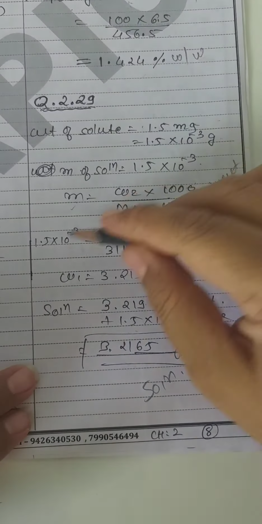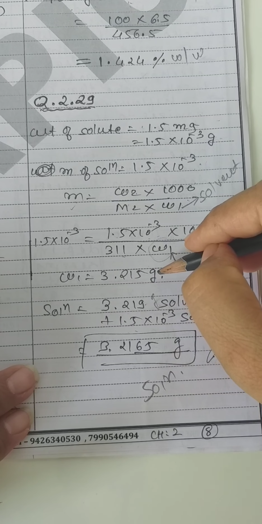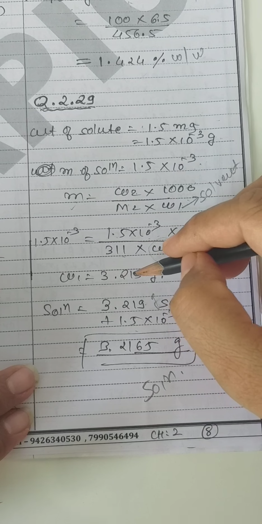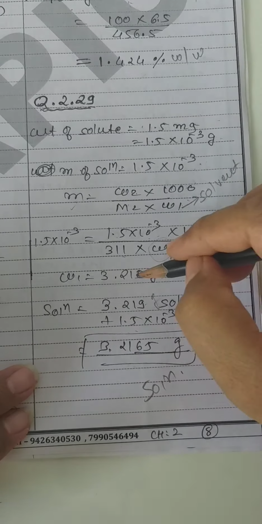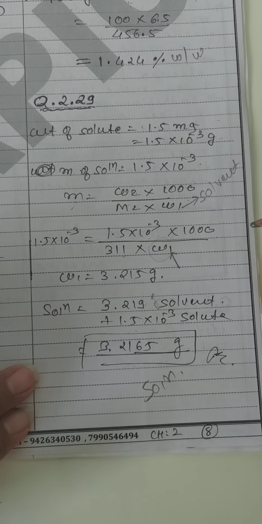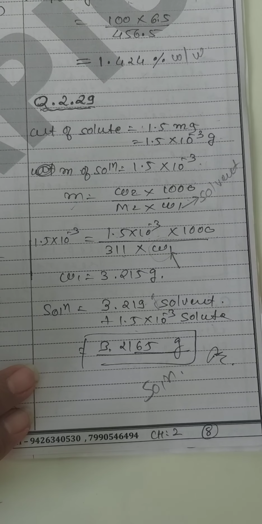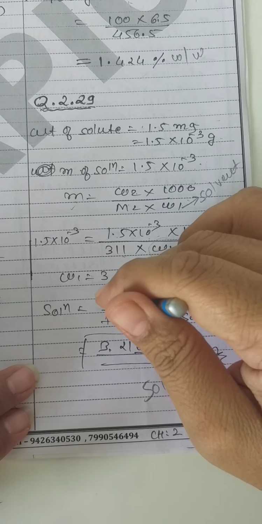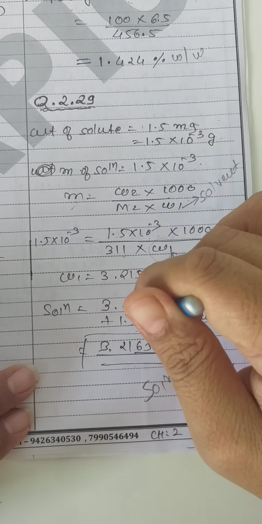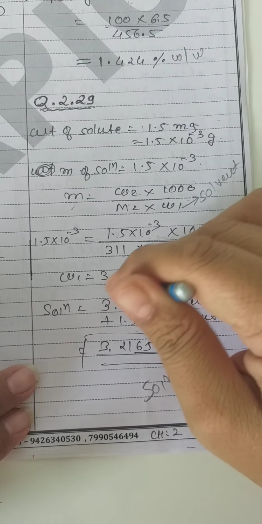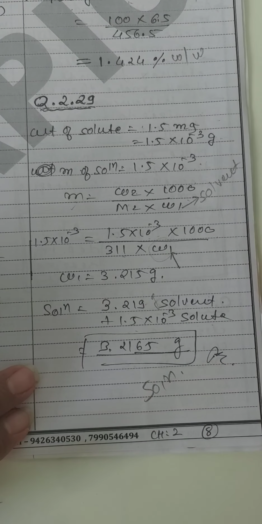After this calculation, W1 is equal to 3.215 gram. That is the solvent. Now what is the question? Calculate the mass of the aqueous solution. How much solution do we have to take? The solvent is 3.215 gram plus 1.5 into 10 power minus 3 gram solid. When we add these two, we get the answer, 3.2165 gram of solution.